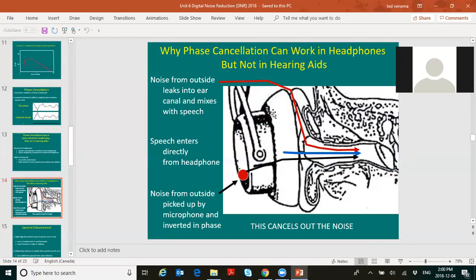Whereas with a noise reduction headphone, the signal you want to hear is coming from the headphone. The noise is competing in from the outside. So you have a mic on the outside of the headphone, which picks up the noise, the same noise, and flips it upside down and cancels it out.